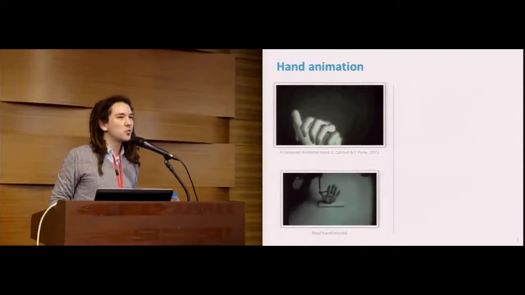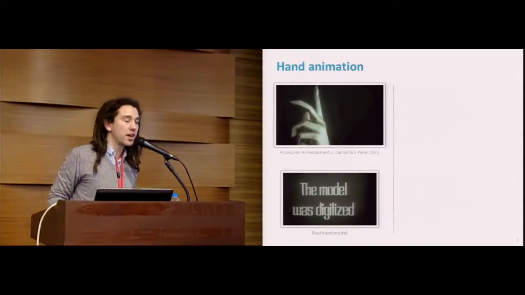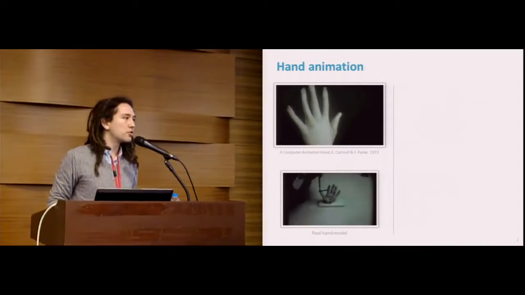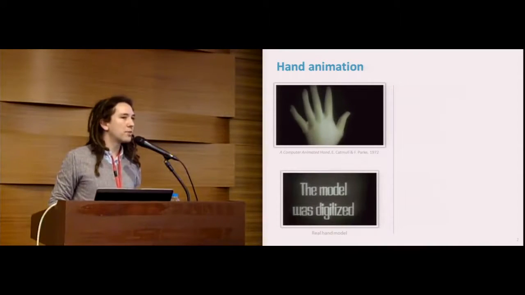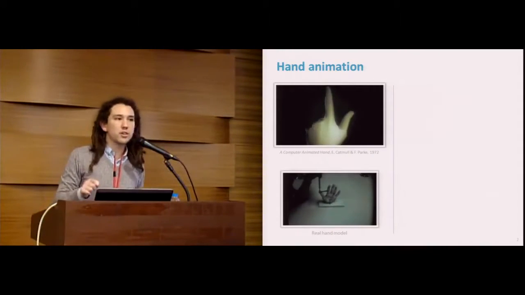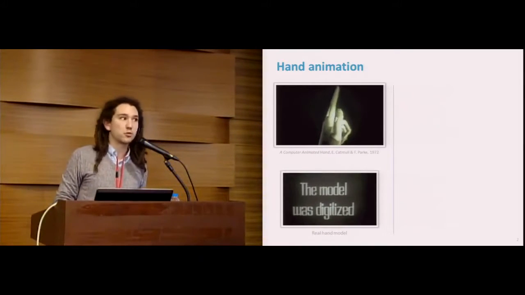Animation is a topic that actually goes way back, as you can see on this 1972 footage from the first computer-generated movie. At the time, in order to produce this animation, the authors had to manually digitize a real hand model, like you can see on the bottom video, by carefully measuring all the positions of the points of this model. So this was a lot of work, right?